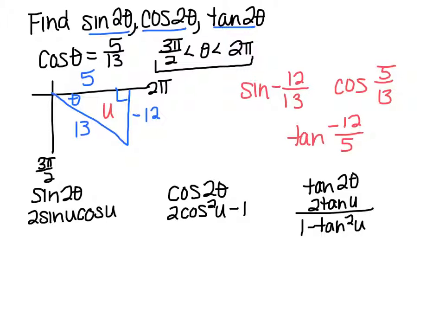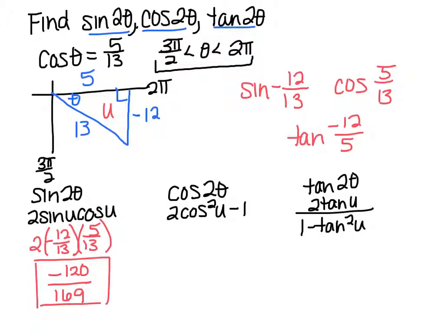So now we're just going to use these formulas and plug in. This is 2 times negative 12 over 13 times 5 over 13. And when I simplify that out using my calculator, I get negative 120 over 169.